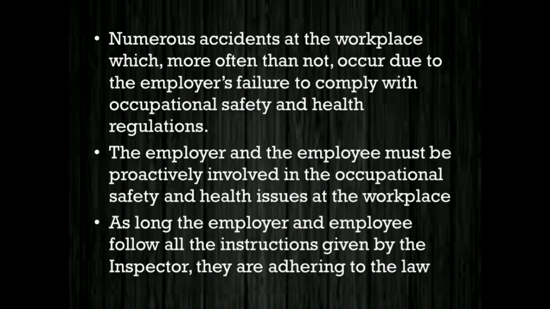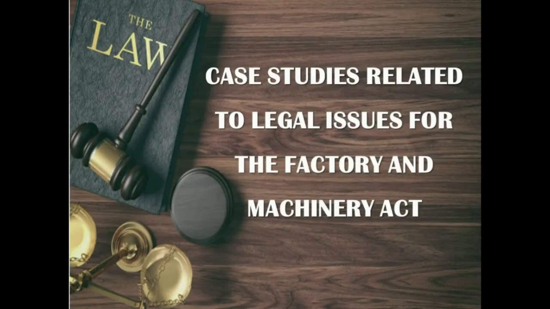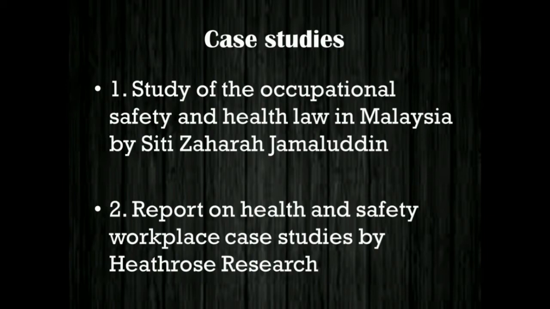Numerous accidents at the workplace, more often than not, occur due to the employer's failure to comply with occupational safety and health regulations. The employer and the employee must be proactively involved in occupational safety and health issues at the workplace. As long as the employer and employee follow all the instructions given by the inspector, they are adhering to the law. In my research, I found 2 case studies related to the Factory and Machinery Act. The first is Study of the Occupational Safety and Health Law in Malaysia by Siti Zahara Jamaluddin, and the second is Report on Health and Safety Workplace Case Studies by Heathrows Research.